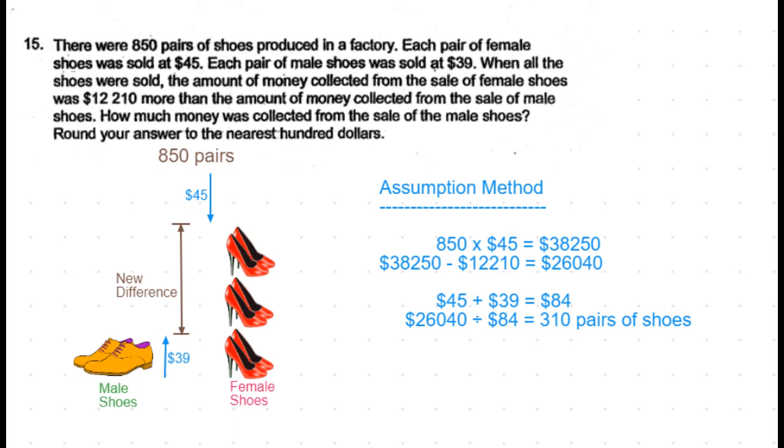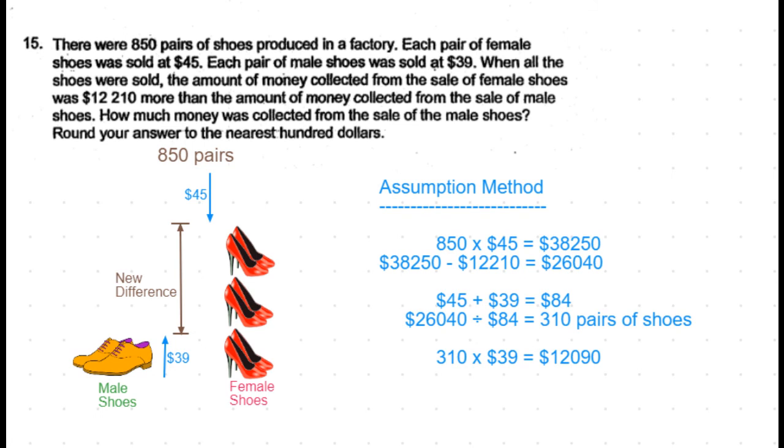which means at first we assumed all the pairs of shoes to be female shoes, out of which, out of the 850, we replace 310 pairs of shoes by male shoes, and the remaining is still female shoes. Then we would have the difference between the money collected from the sales of female shoes to male shoes would be 12,210.